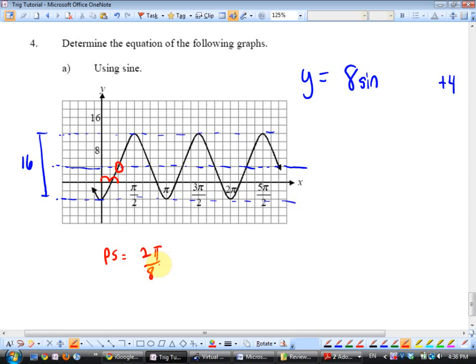Of course, if it was multiple choice, I wouldn't write it as 2 pi by 8. What would I write it as if it was multiple choice? Okay, my phase shift is x minus pi by 4. Last thing I need is b, not the period. The period helps me find b, but period doesn't appear in my equation. B does. Well, from there to there is one wave. From top to top or from bottom to bottom is one wave.